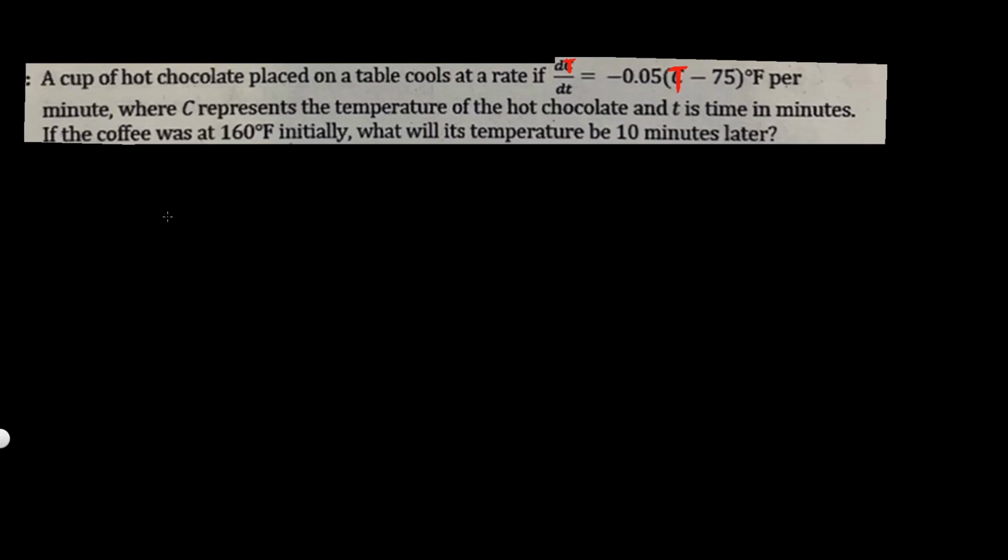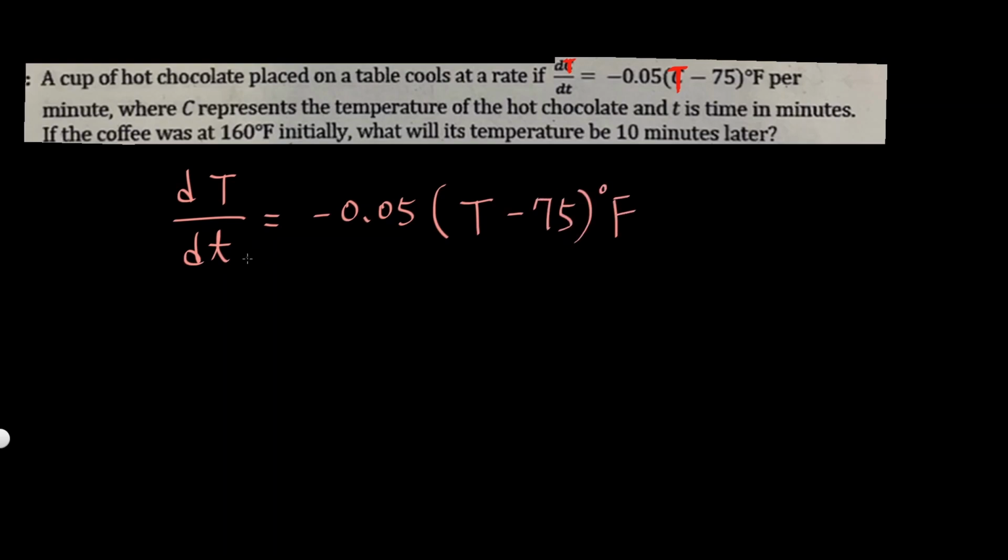So we have a hot chocolate and it's cooling down at a rate of dT/dt. That's the temperature change rate as time ticks. dT/dt is equal to negative 0.05 multiplied by temperature minus 75 degrees Fahrenheit. It says per minute, where capital T represents the temperature of the hot chocolate, and little t is time in minutes.